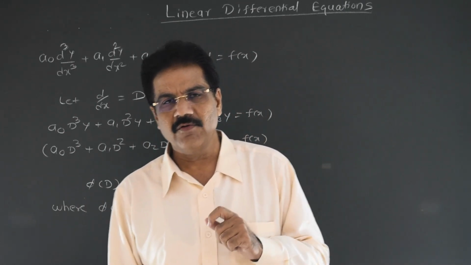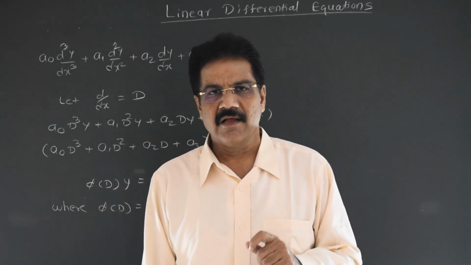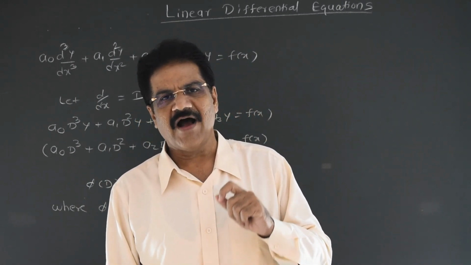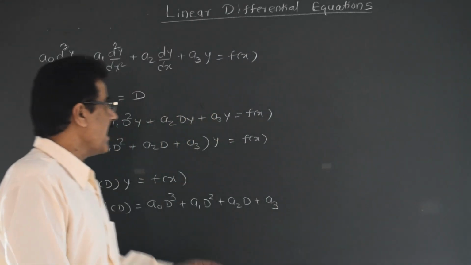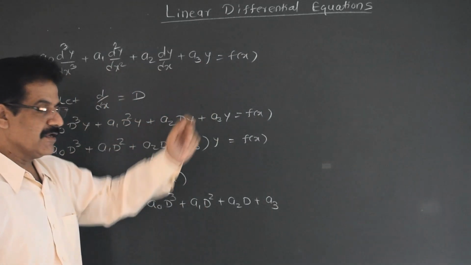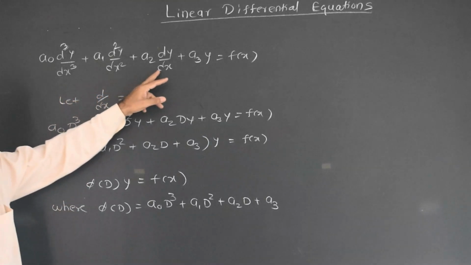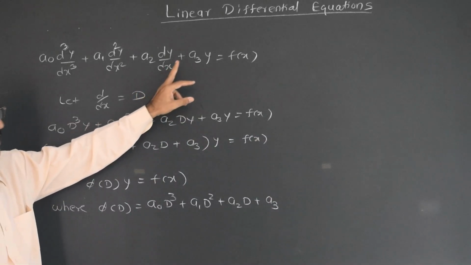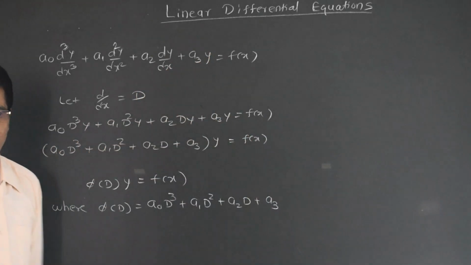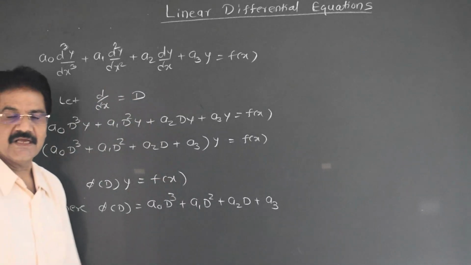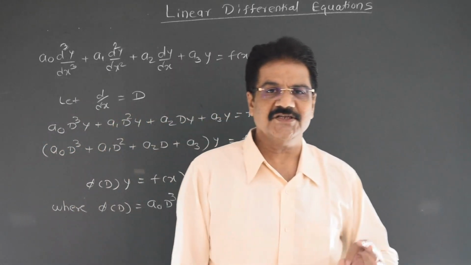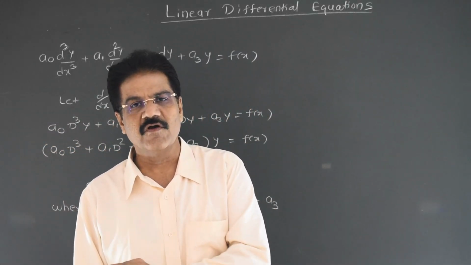In our earlier standard we understood how to solve a differential equation of order 1 and degree 1. Now here we are going to understand how to solve differential equations of higher order derivatives. Here I have taken a differential equation of the type a0 d3y by dx cube plus a1 into d2y by dx square plus a2 into dy by dx plus a3y equal to f(x). So this particular equation is called a linear differential equation with constant coefficients.